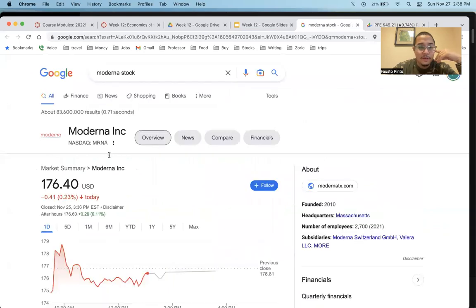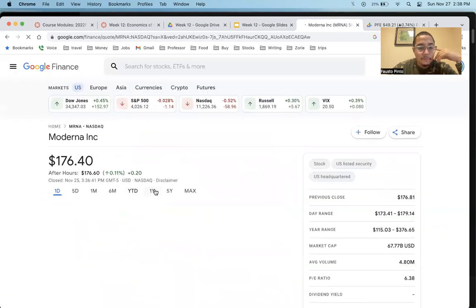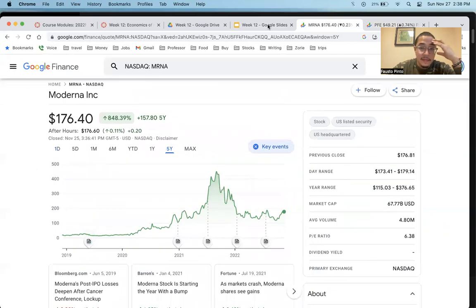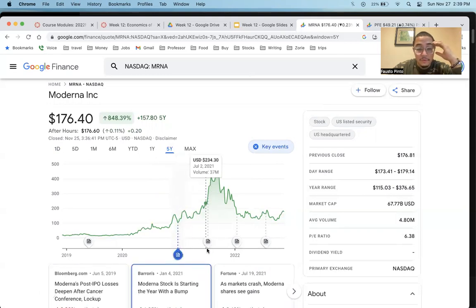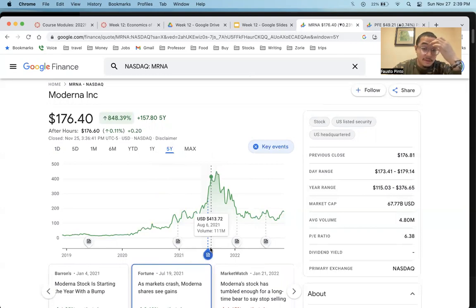The same thing with Moderna. We can do the finance website. Go to 5 years. What day was that one? That was November 16th. You can see here the 13th and the 20th, the stock price went up crazy. And Google has these articles here to tell you why the stock price went up, which is a good thing about Google. And you can also Google it.